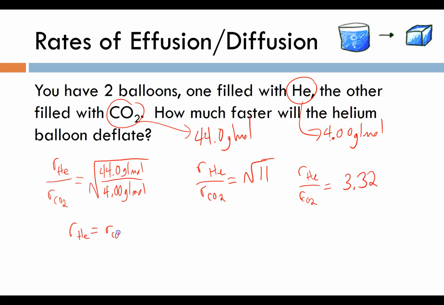Sorry, that looks messy. Times 3.32. And I'm going to set the rate of carbon dioxide equal to 1. I'm just trying to see how many times faster helium should be moving as compared to CO2. And I end up with just the rate of helium is equal to 3.32 times as fast as CO2.